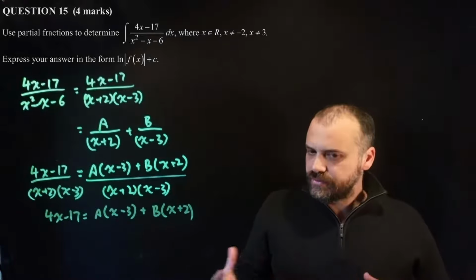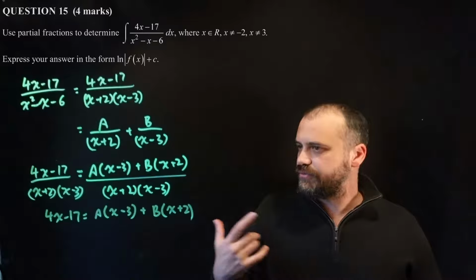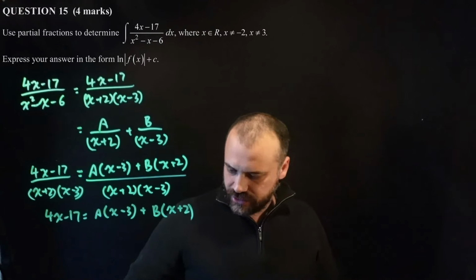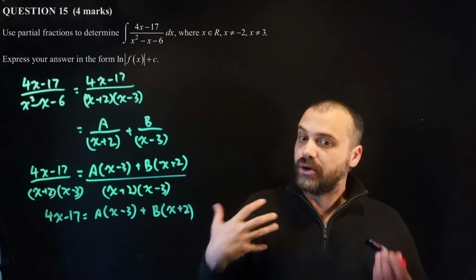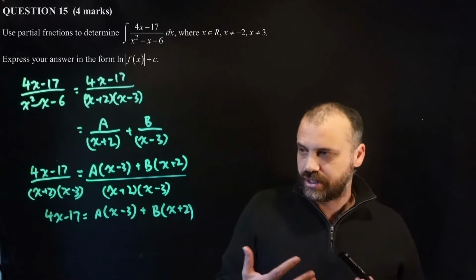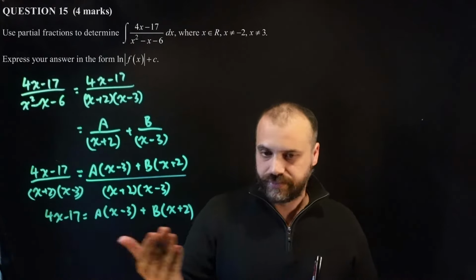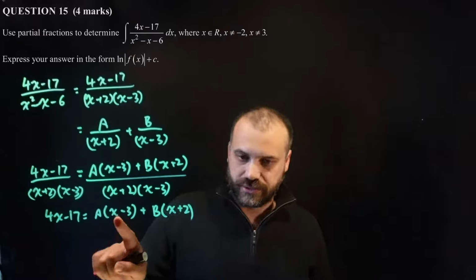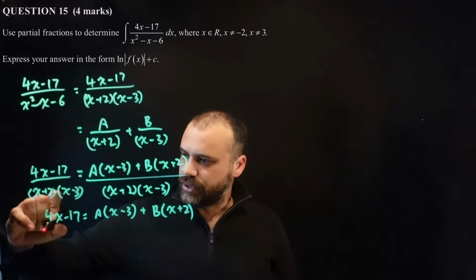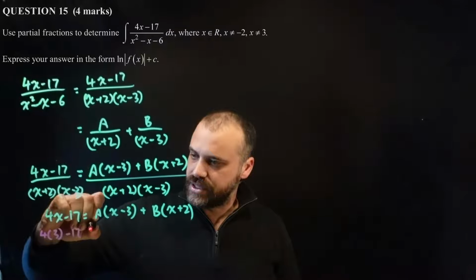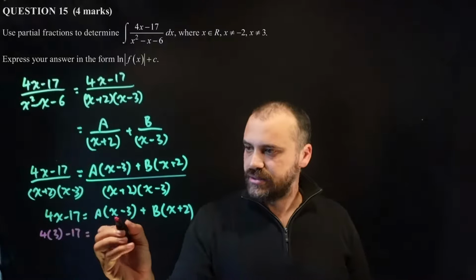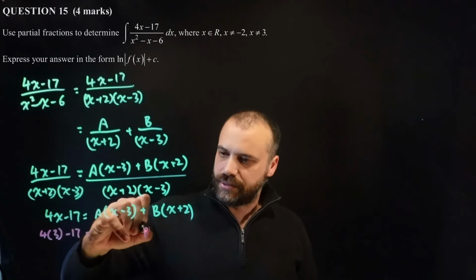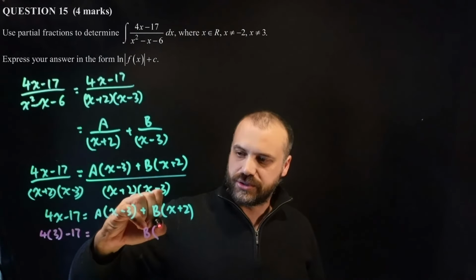Okay, now that we've done that, we need to figure out the values of a and the values of b. And to do that, all we need to do is substitute some helpful values of x, right? Because x can be anything, because this is a function, so x can take any value here. If I let x equal 3, then we'll get 4 times 3 minus 17 equals, and then this 3 minus 3 is 0, so this whole thing becomes 0, and then I'm left with b bracket 3 plus 2, which is 5.